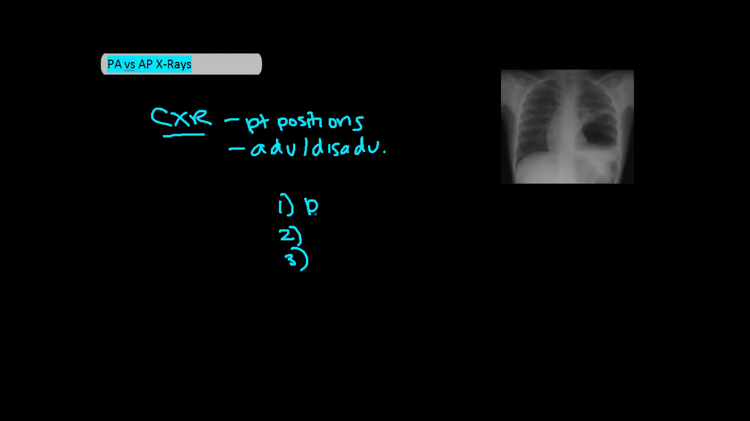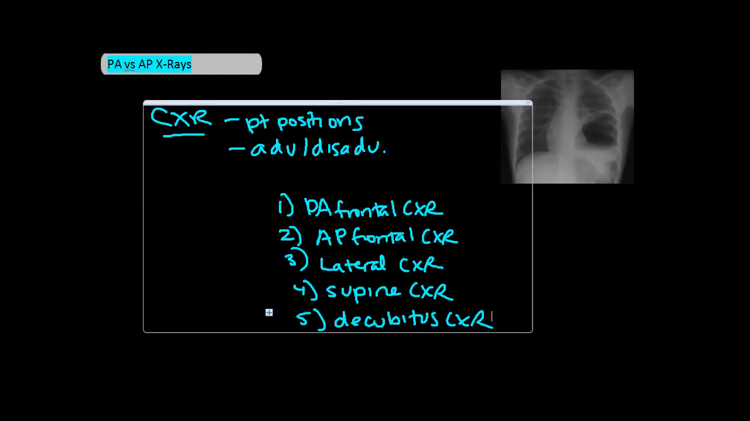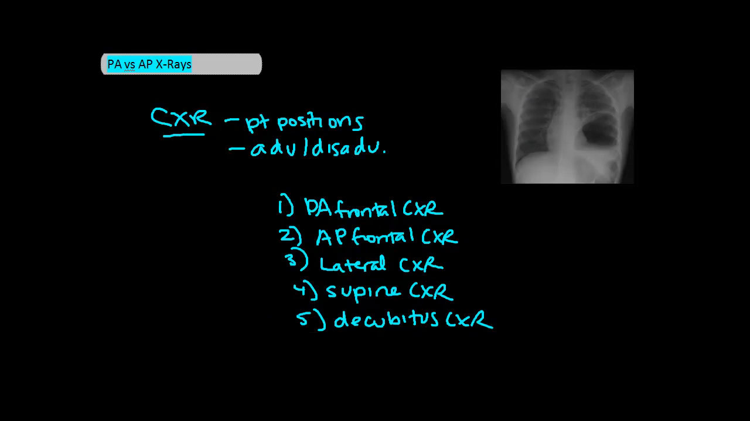So there are many ways to take chest x-rays, and the most common ones you'll run into are the PA frontal chest x-ray, the AP frontal chest x-ray, the lateral chest x-ray, supine chest x-ray, and lastly the decubitus chest x-ray. There are many other types still, but it'll be rare that you'll run into any of these unless you're in radiology. So let's talk a little bit about each of these types in more detail.